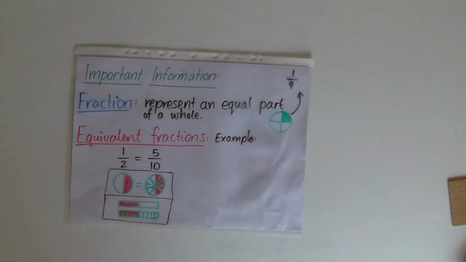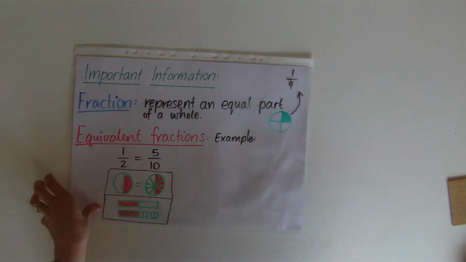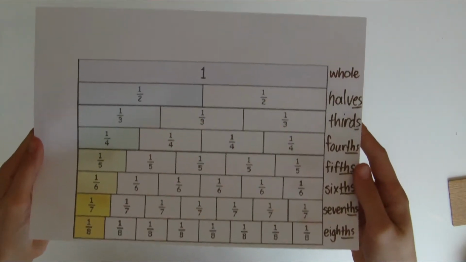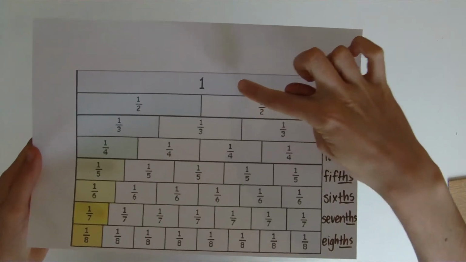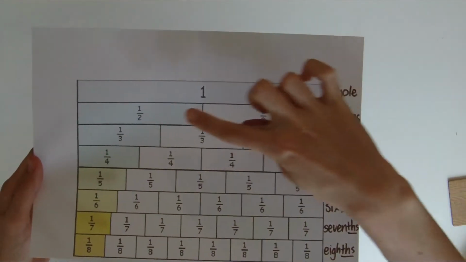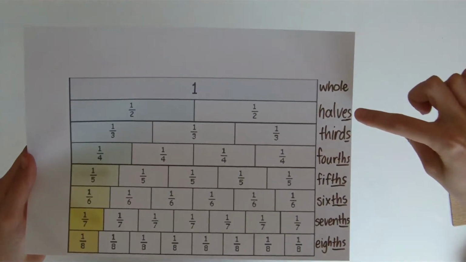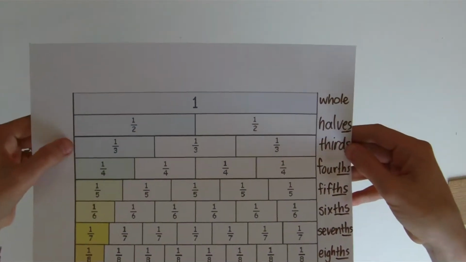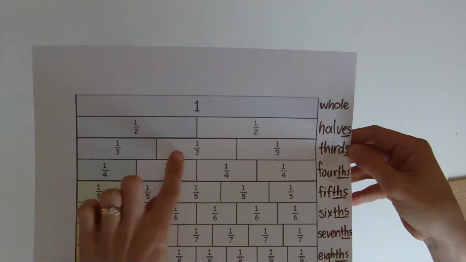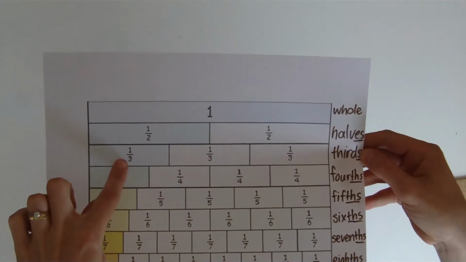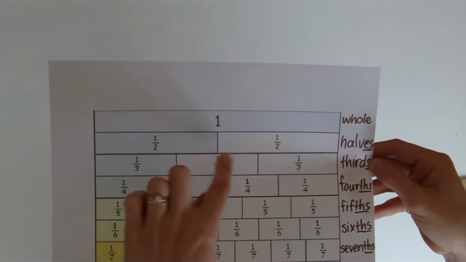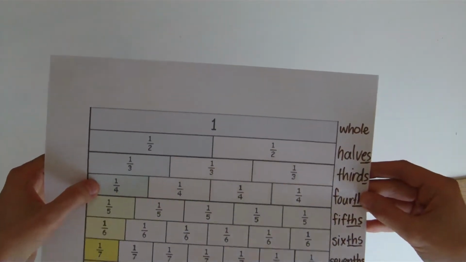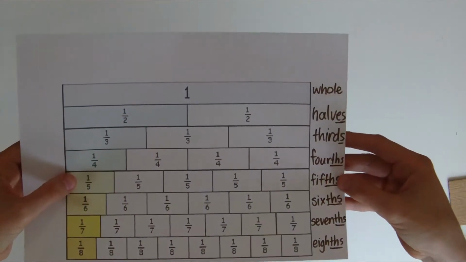So we're going to go through a few examples in just a moment, but before we do, I'm just going to show you this fraction wall, I guess you could call it. Basically, we've got the first one, which is 1, a whole, and then this one here, 1/2 and 1/2. They represent halves. Then we've got the 1/3, and there are 3 parts there, so 1 part, 2 parts, 3 parts, so it's thirds. These ones are called fourths. The next ones are fifths.